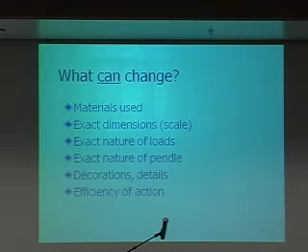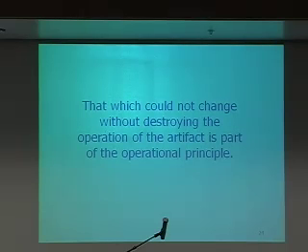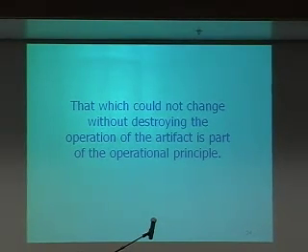The exact nature of the loads, the exact nature of the spindle. It could be steel, it could be string, it could be anything flexible, it could be rubber. Okay, the decorations, the details, the efficiency of action. That which could not change without destroying the operation of the artifact is part of the operational principle. And here's how you can use this operational principle idea. Look at something that is effective in a certain way that you want to be effective. Then start thinking, how many parts of this could I strip away? How many surface features of this could I strip away and still have it work? Or how many different surface features could I change?